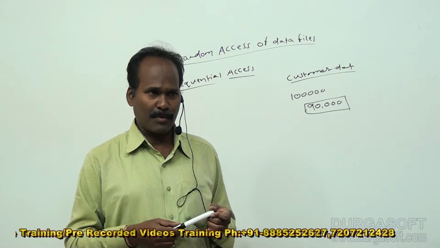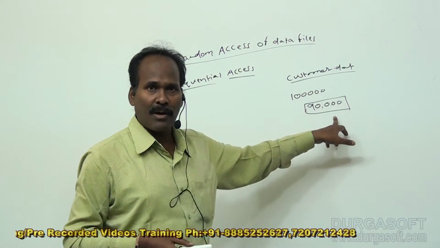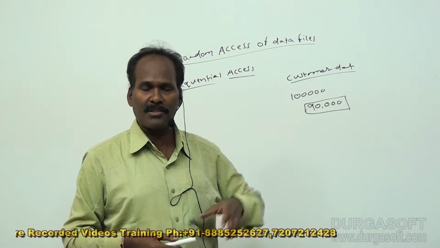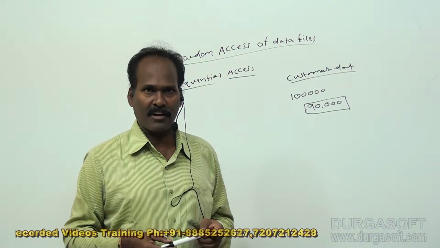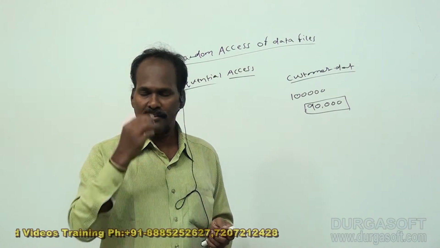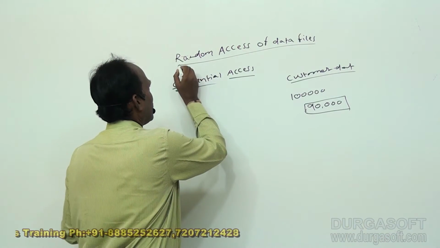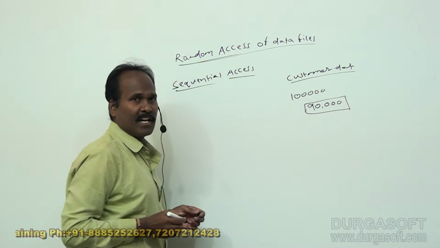Suppose in the same customer file, I want to access the 90,000 record. How many records do I have to cross here? 89,000 records have to be crossed, and then only you will get the 90,000 record. So to overcome this problem, we have random access of data files in C language.